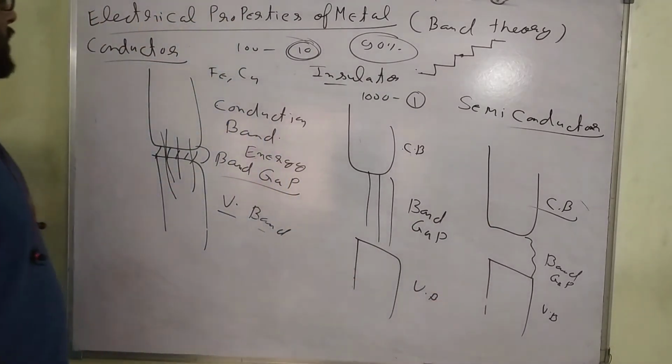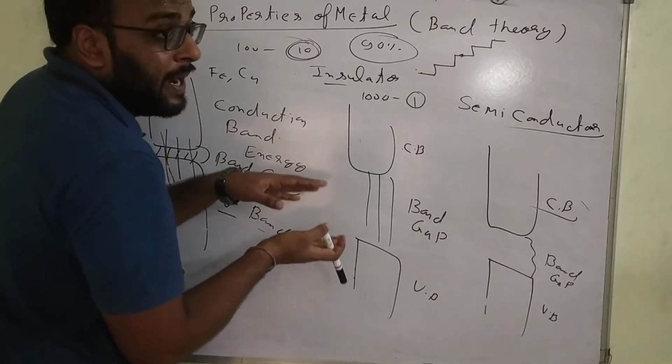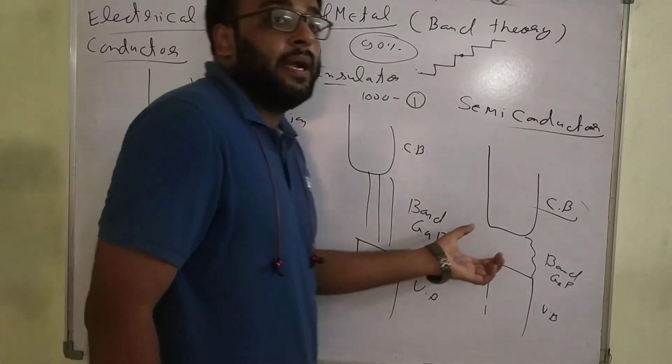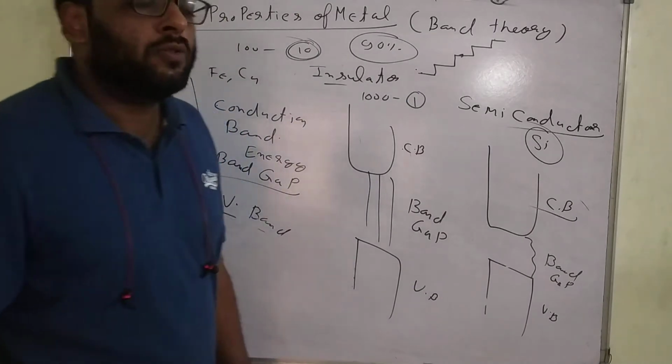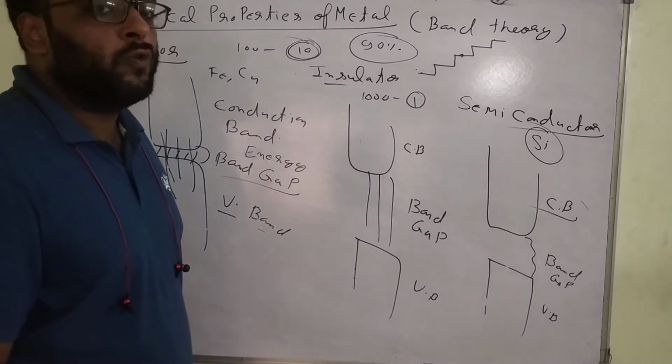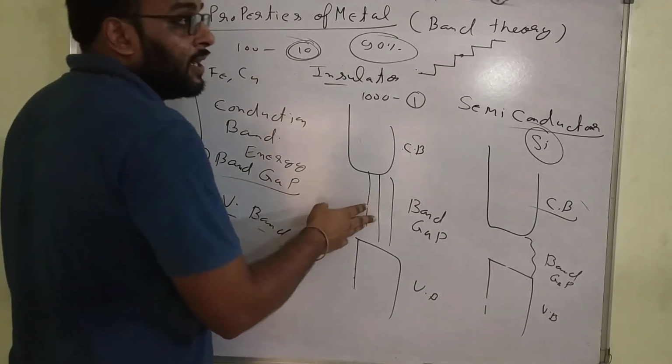Okay, so these are the 3 ranges. In conductors, the band gap is very small. In insulators, the band gap is very high. The semiconductor band gap is in between; silicon is an example of this. Silicon is a semi-metal, so some electrons can move and some electricity can flow from the valence band to the conduction band. In insulators, electricity can never flow.